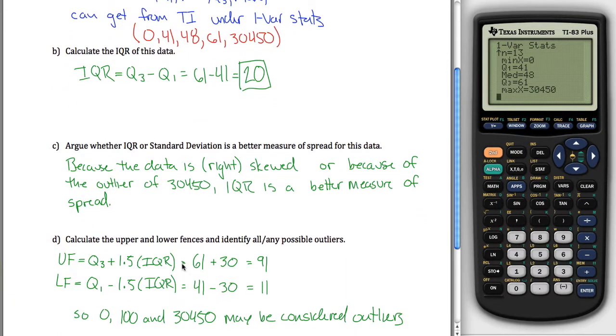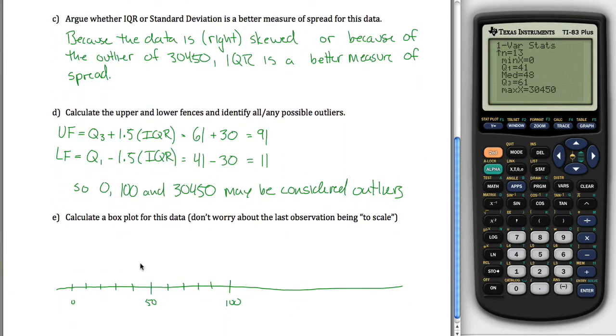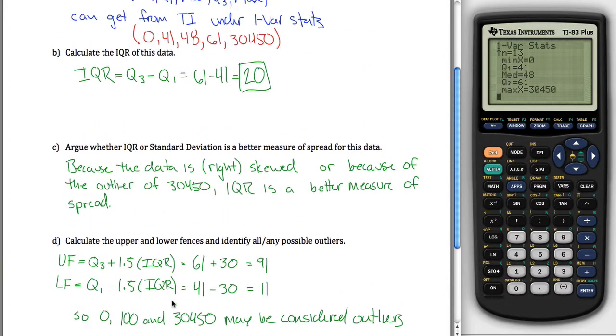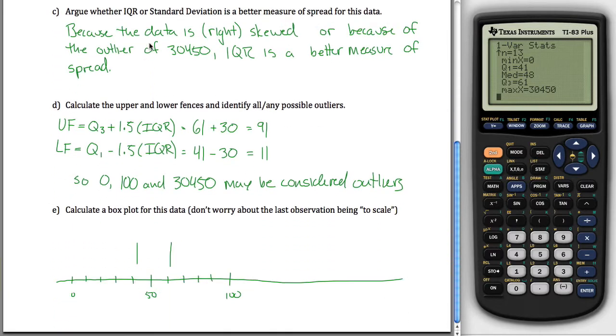We have that 41, so 41 right around in there, and 61 are our first and third quartile. And 48 was our median, so maybe that's right around in there. We can label those points as 41, 48, and 61, I think.